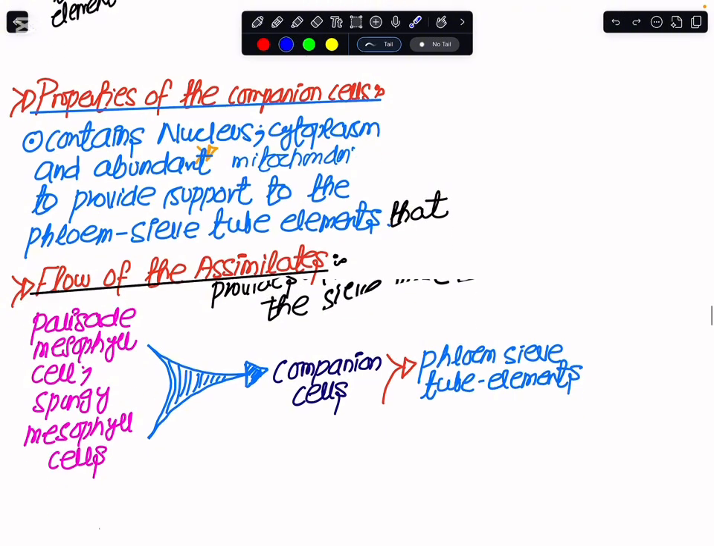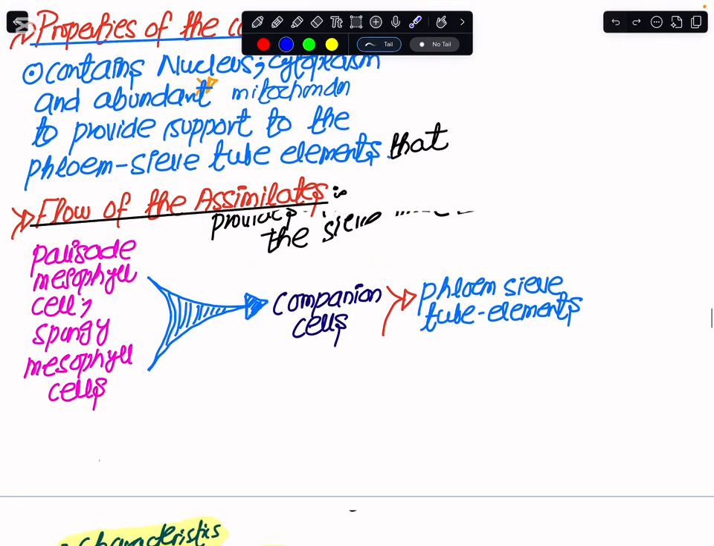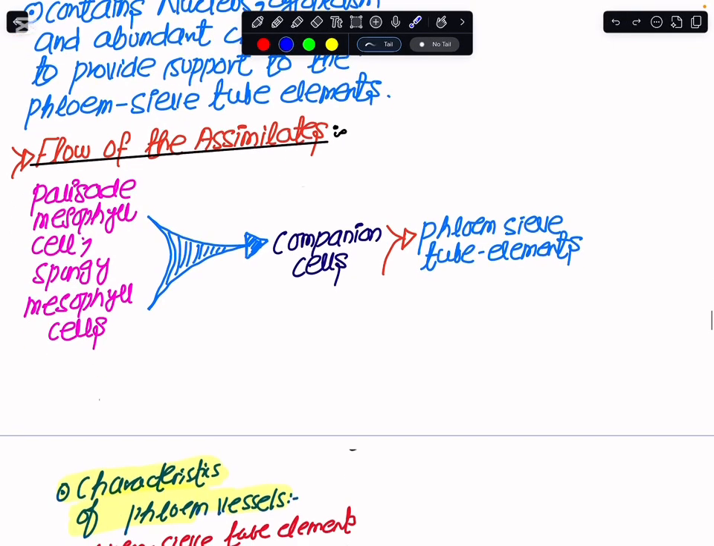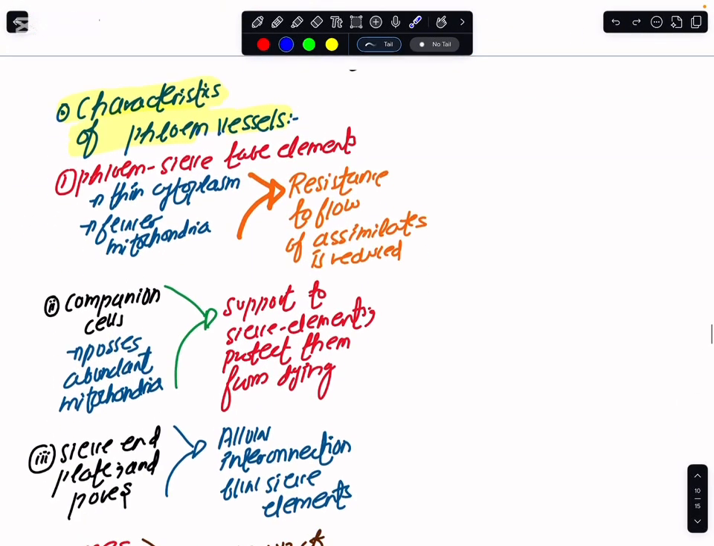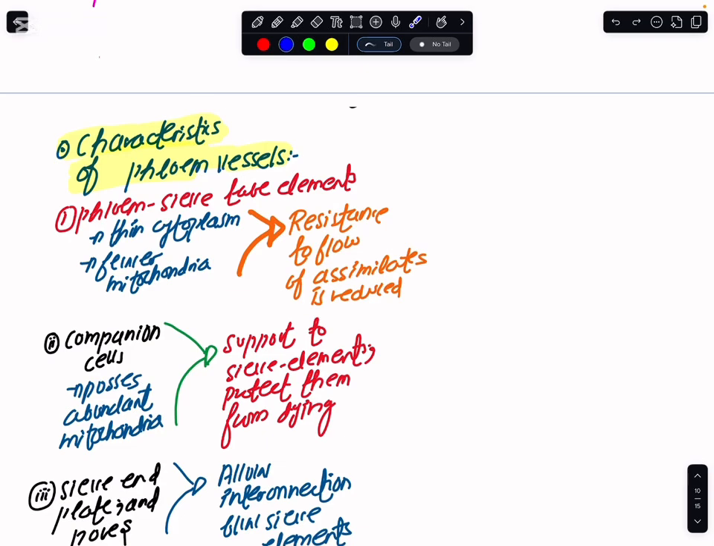So if I were to tell you quickly what the general scheme is in which we move the assimilates: first in the scheme, the palisade mesophyll and the spongy mesophyll cells come. They would photosynthesize and make the glucose, the sucrose and the amino acids as well, and then they would be carried to the companion cells, and from the companion cells we would now take them to the phloem sieve tube element.